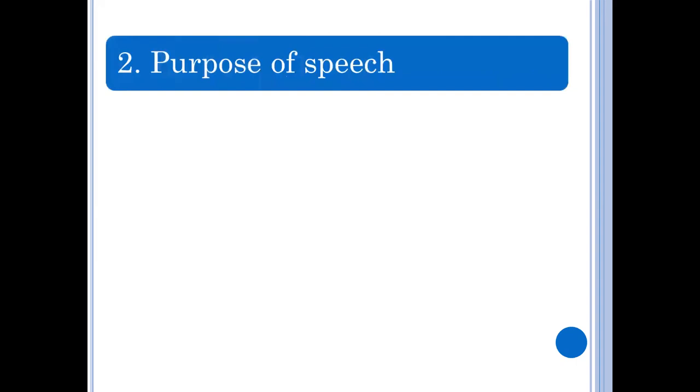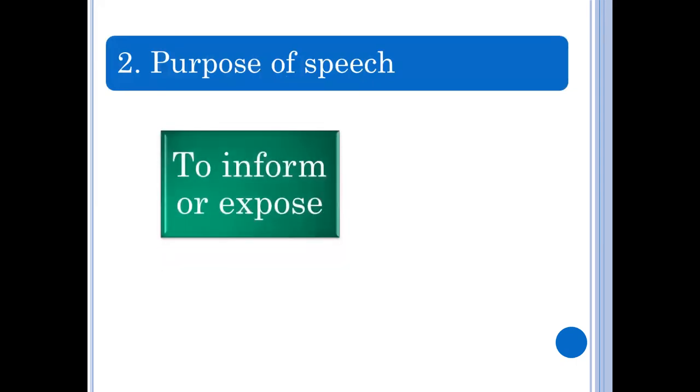Another component of speech writing that we have is the purpose of the speech. For this one, we need to inform or expose, and an informative or expository speech's primary purpose is to present facts and opinions and to provide the audience with a clear understanding of the concept or idea presented by the speaker. It is the speaker's intention to inform the audience blended with the desire to make them believe in his information or exposé.